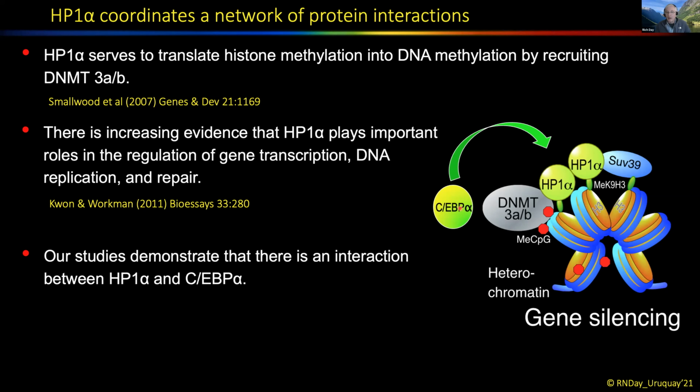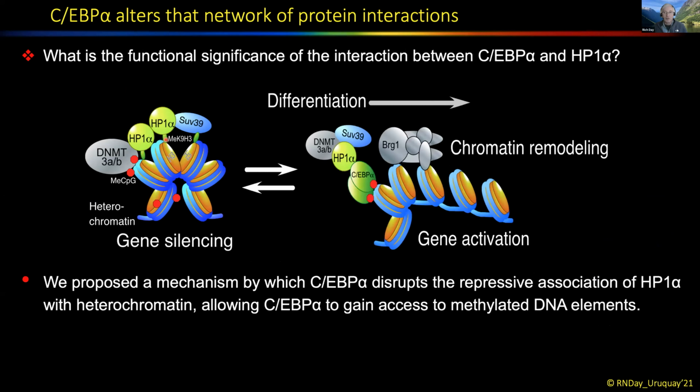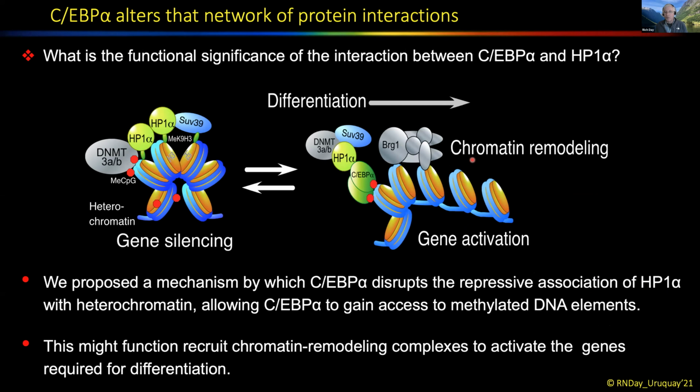And remember, CEBP alpha likes to interact with methylated DNA. And so what we think might be going on is that when CEBP alpha wants to turn on genes required for differentiation, it simply comes in and interacts with HP1 alpha, binds to the methylated promoters it wants to turn on, and disengages HP1 alpha from this complex, allowing chromatin remodeling proteins to come in and begin to remodel that chromatin and turn on these genes required for differentiation. So it functions to activate and turn on these genes in heterochromatin.